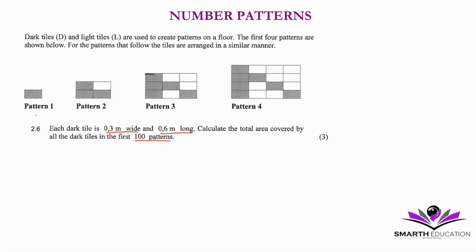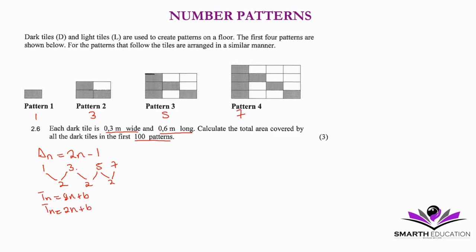The dark tiles form a pattern 1, 3, 5, 7, and we managed to find that dn is equal to 2n minus 1. The constant difference is 2. And then we start with tn is equal to an plus b, where a is the constant difference here. So tn is equal to 2n plus b.